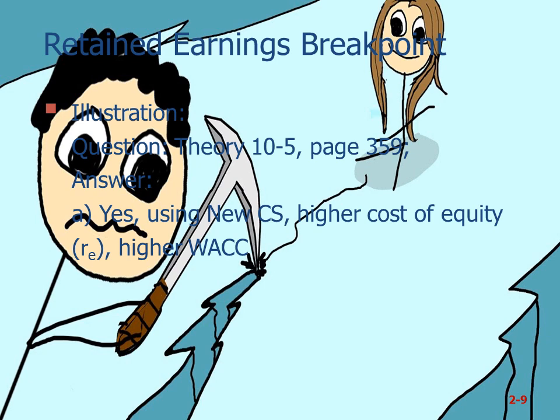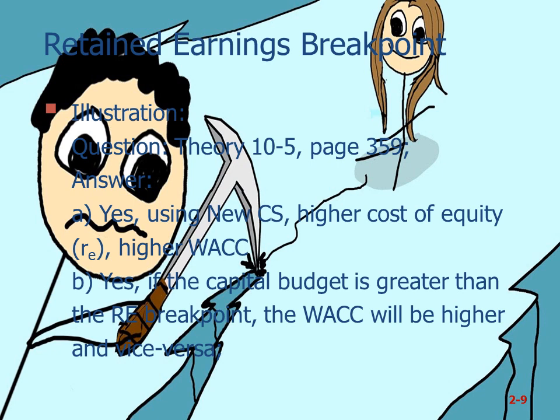Okay. Next question is actually the application of the retained earnings breakpoint. The question is, will the calculated WACC depend in any way on the size of the capital budget? Definitely yes. By computing for the retained earnings breakpoint, or the threshold, you can determine if a given size of capital will necessitate new common stock, meaning you have a higher cost of equity, or you just need to use retained earnings, which will give you a lower cost of equity. That's the good thing about the retained earnings breakpoint.